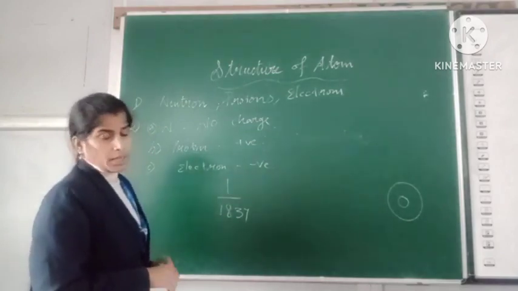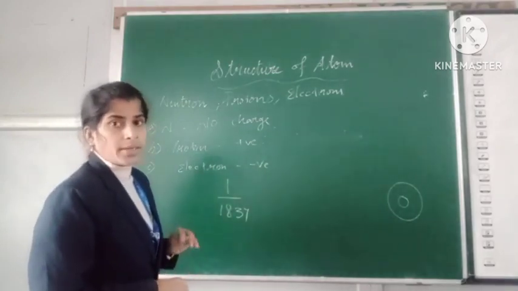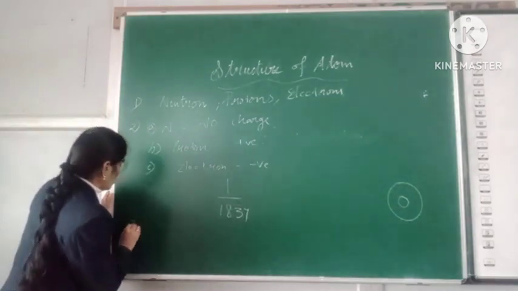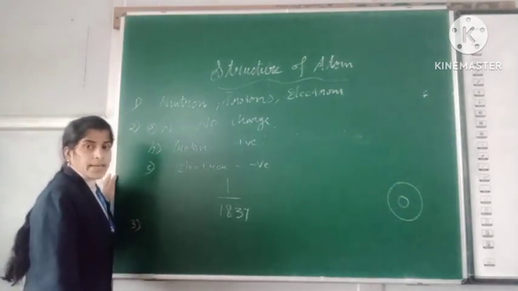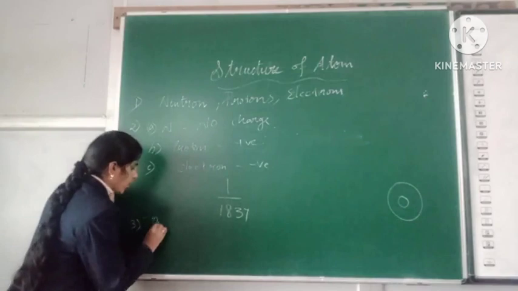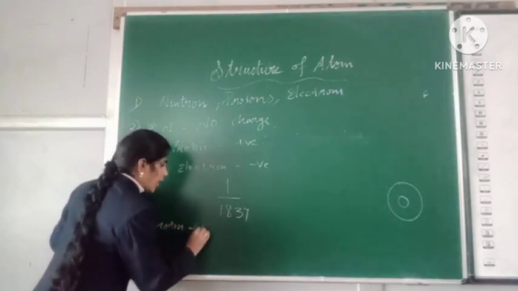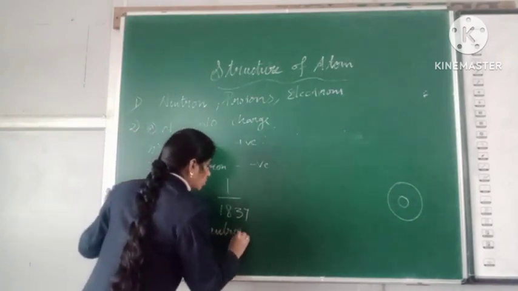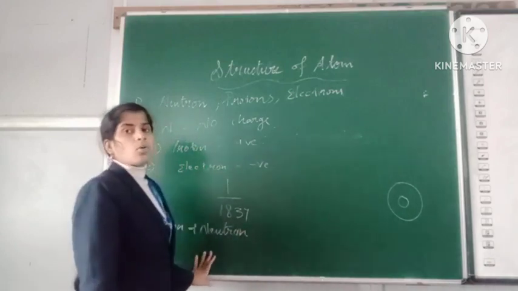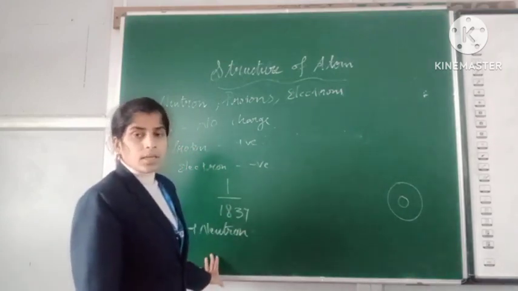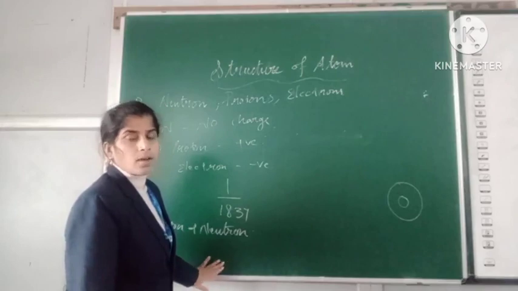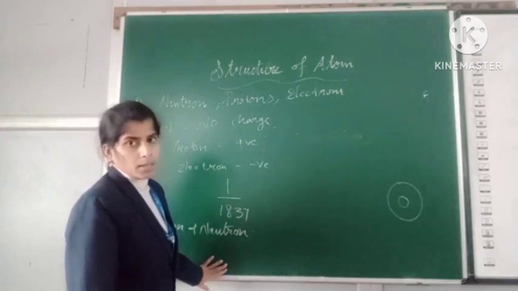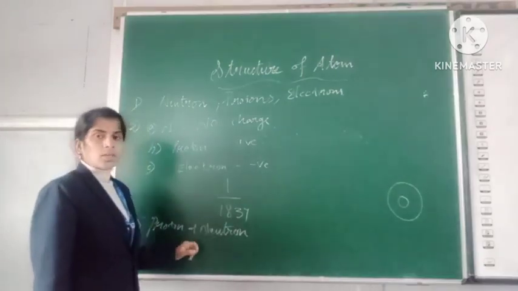Is it clear? Okay. And the third point: it knows that the central core of an atom, that is what? Proton and neutron. These are the central core of an atom. Why are they the central core of an atom? Because they have the mass, that means equal mass. Proton and neutron, these are the central core of an atom.